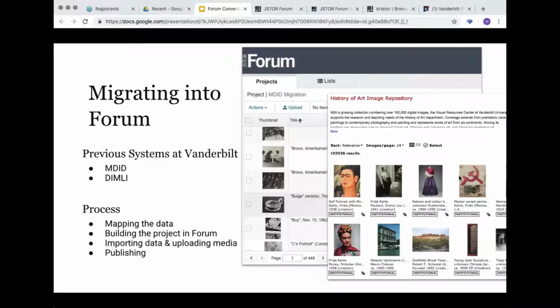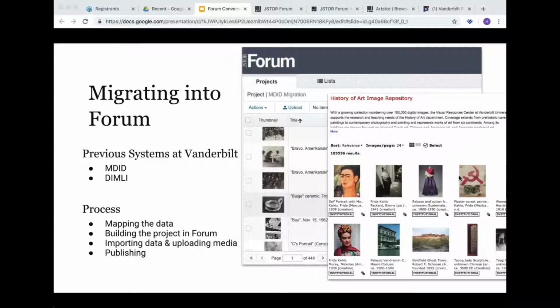And so it went into several different systems over the first couple years, but eventually around maybe 2010, 2011, 2012, Faye moved it into MDID, which was the main collections management system for a long time, and that was the main access point for both faculty and students.